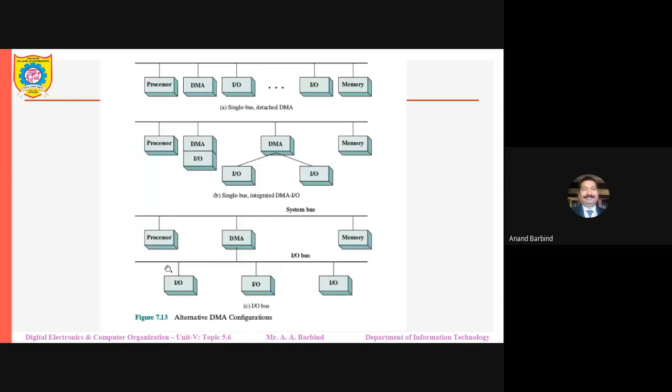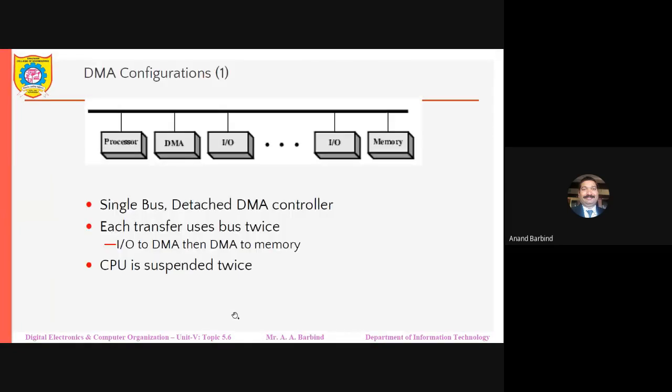So three different types of transfer we have seen. Now this DMA can be used in various fashion. It may be used in a single bus, in a single bus and integrated DMA IO, or in the alternative DMA configuration like this. So this is how is the IO organization. So we stop here with the IO organization.